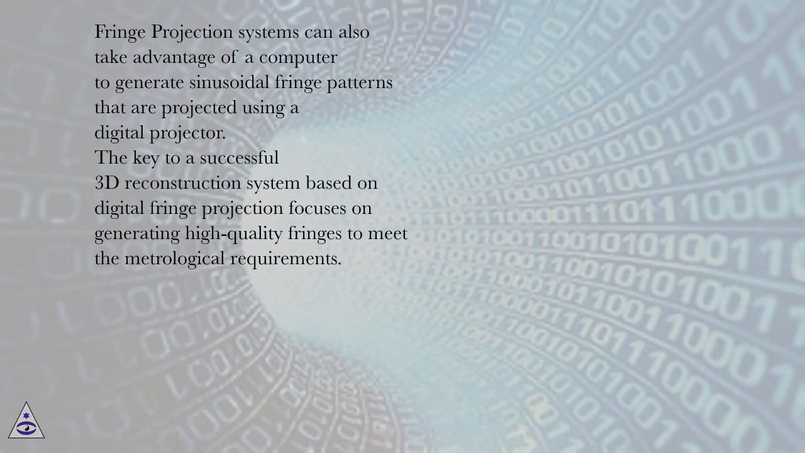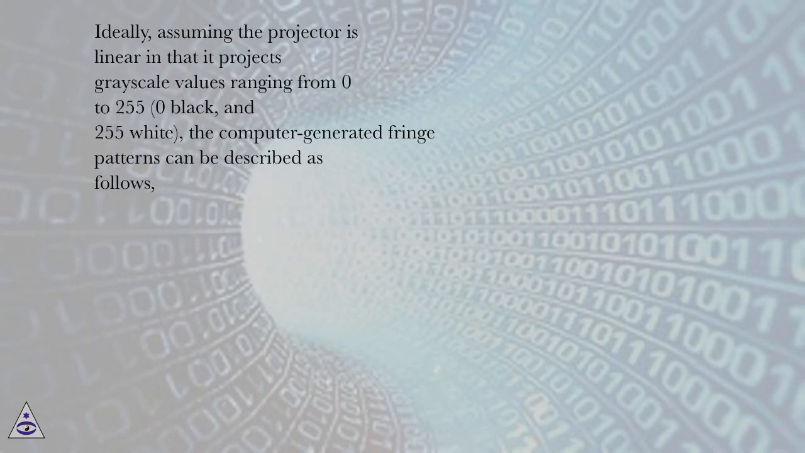Fringe projection systems can also take advantage of a computer to generate sinusoidal fringe patterns that are projected using a digital projector. The key to a successful 3D reconstruction system based on digital fringe projection focuses on generating high-quality fringes to meet the metrological requirements. Ideally, assuming the projector is linear in that it projects grayscale values ranging from 0 to 255, 0 black and 255 white, the computer-generated fringe patterns can be described as follows.